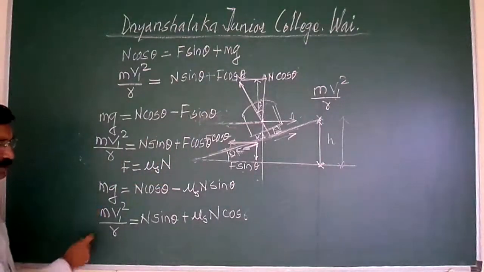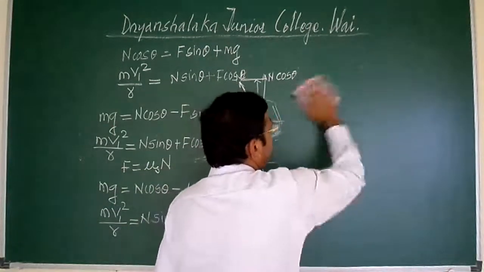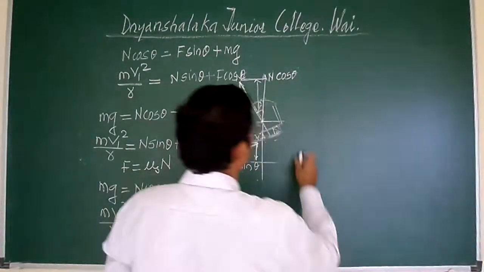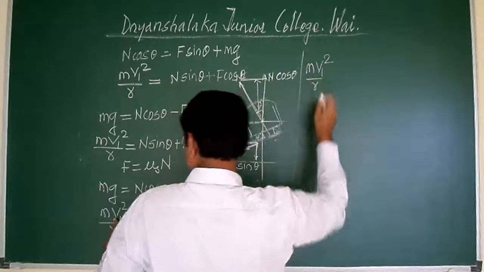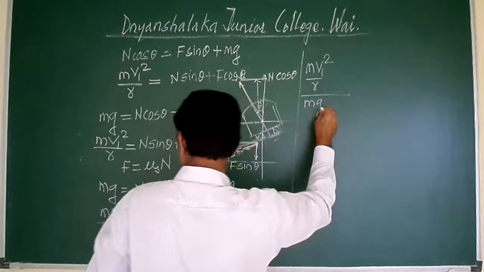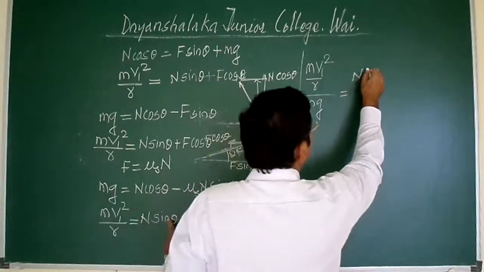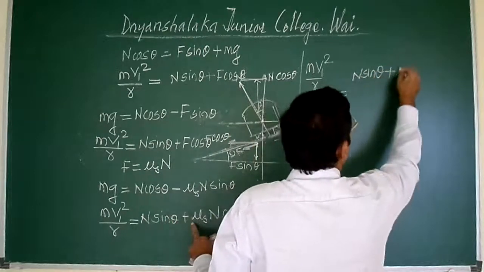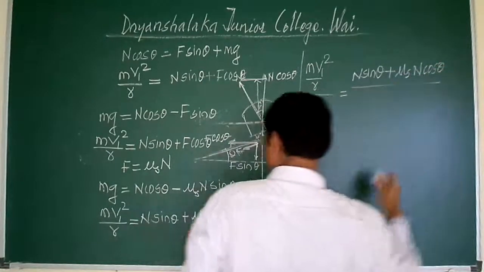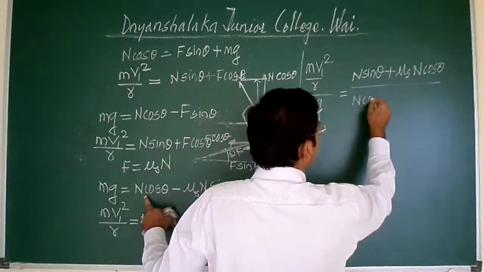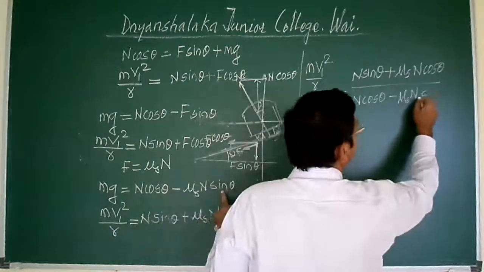Now if we compare these two equations, if we divide equation 2 by equation 1, then we will be able to get the expression as m v1 square upon r divided by mg, this will be equal to n sin theta plus mu s n cos theta upon n cos theta minus mu s n sin theta.